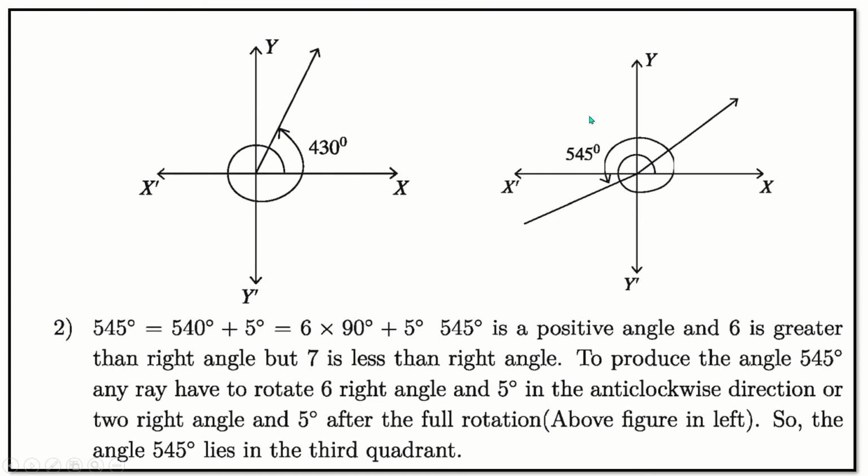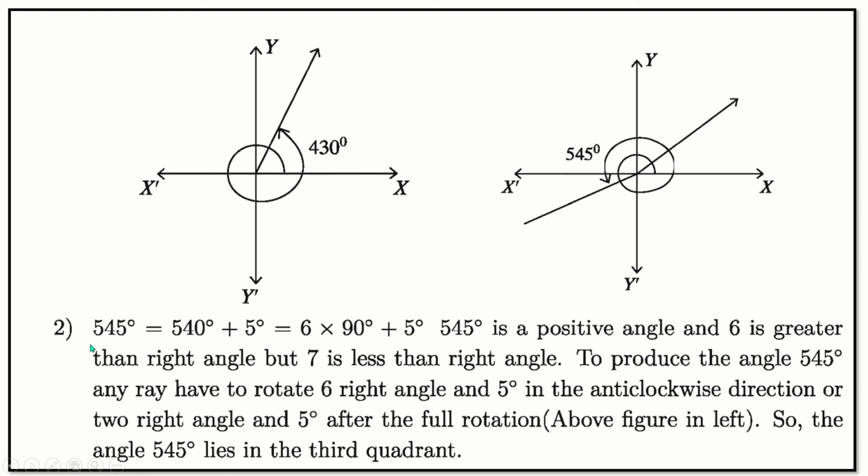But sixth quadrant plus something, here is 5 degree, so that will exceed the second quadrant. 6 means second quadrant. Exceeding the second quadrant means that will go to the third quadrant. That means 545 degree lies on the third quadrant. Clear?